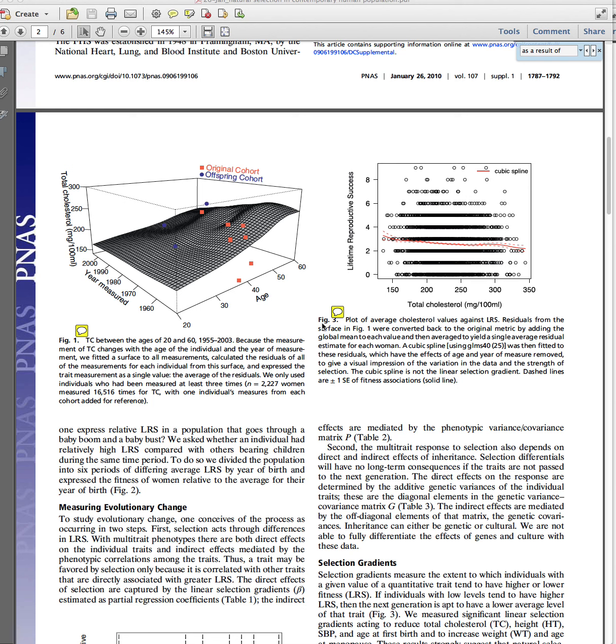So in this reading guide, I'm going to look at figure 1 and figure 3. Actually, I think that's all I'm going to really go over. So let's start with figure 1. This is a really interesting plot.